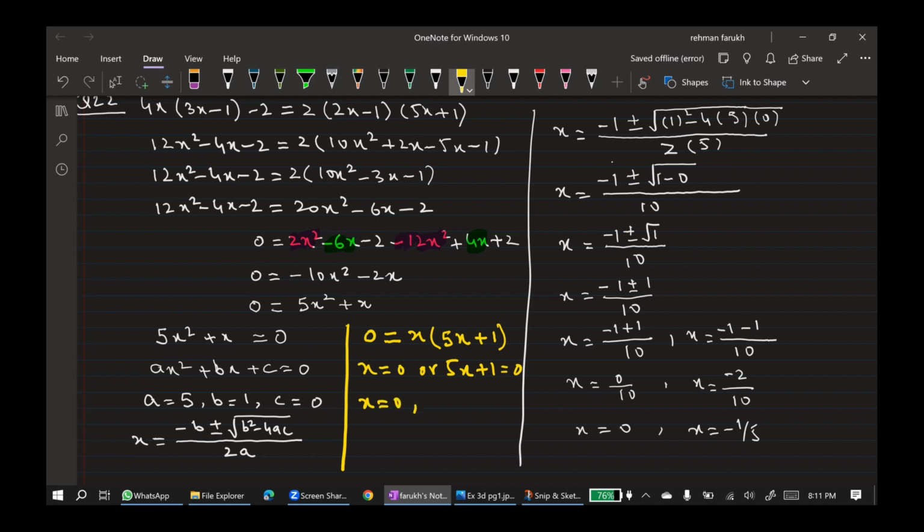X is equal to 0. 5x is equal to minus 1, so x is equal to minus 1 over 5. So these are the solutions. We can also find the solutions with the help of factorization method in this one. I just want to recall the first step of factorization, that if there is anything common between all the terms, then we will take common. Is there any confusion? No, sir.